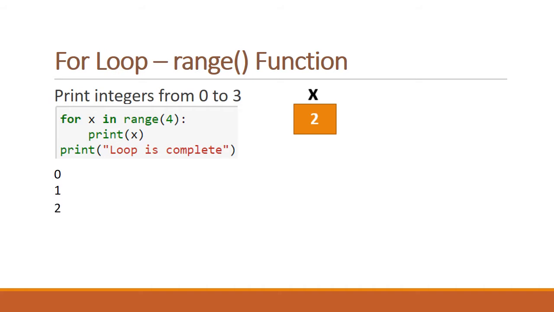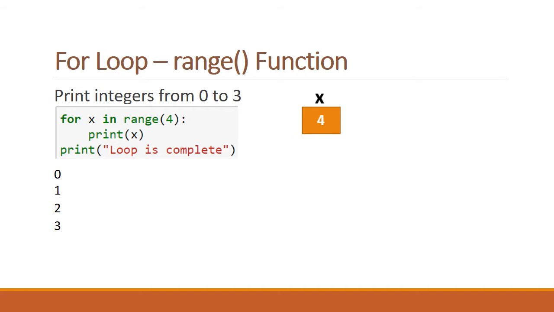X is again incremented by 1, so now the value stored in x is 3. The computer verifies that the value stored in x is within the range 0 to 3. 3 is within that range, so the print statement is executed and 3 is displayed on the screen. X is incremented by 1 and the value stored in x becomes 4.